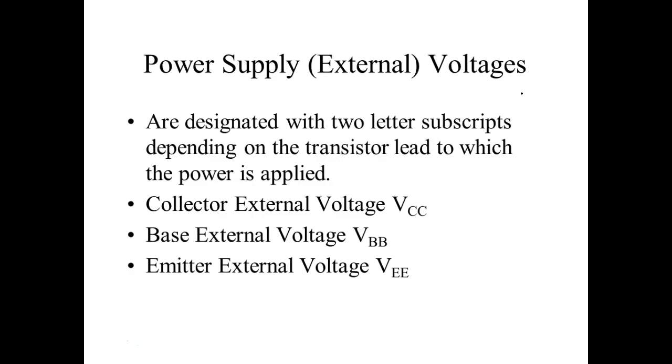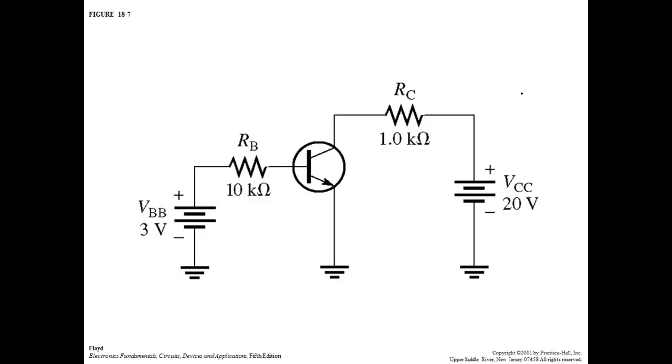And then the supply voltages. The supply voltages are going to be called VCC, VBB, and VEE, depending on what they're connected to. This is the power, not the common. So this guy right here would be VCC. In fact, it's marked. This guy right here would be VBB. And right now it's hard for us to do a VEE. Are we okay?